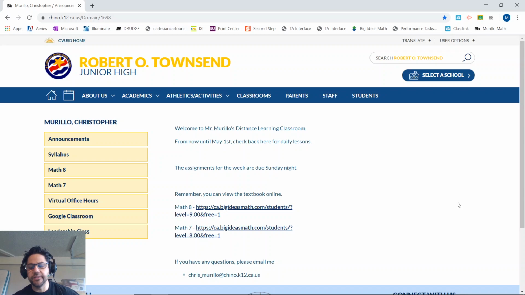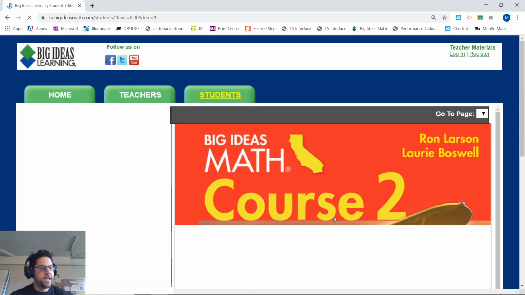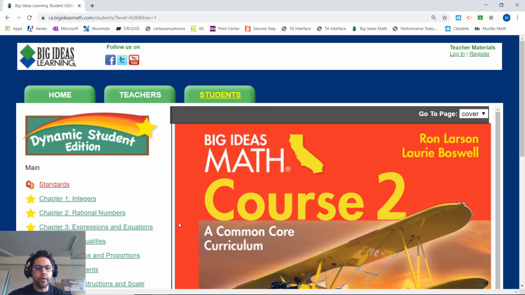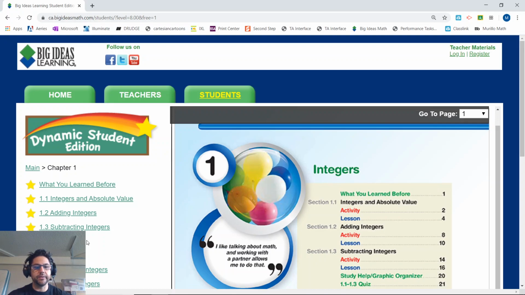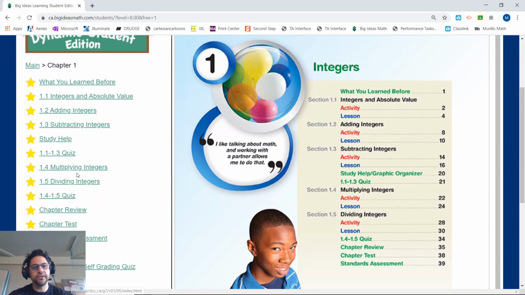Again, we're going to take another quick look at some review sections on the Math 7 textbook. Today we're looking at sections 1.4 and 1.5, and this is all about your signs when you're dealing with multiplication and division of your integers.